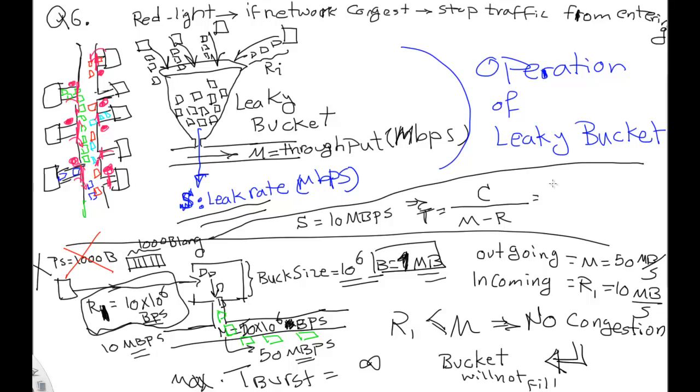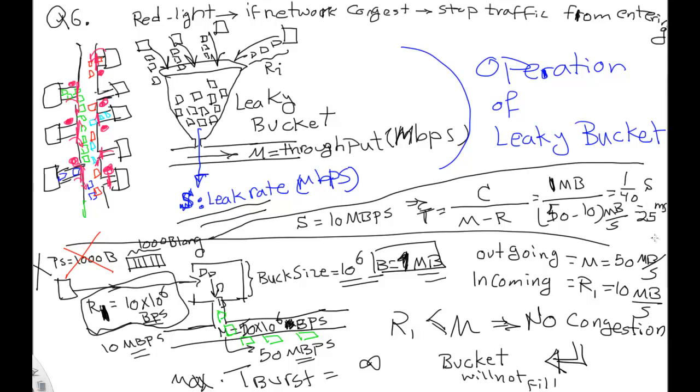So the size of your bucket is 1 megabyte, and then the difference would have been 50 minus 10 megabytes per second, which would give you 1 over 40 seconds, which would be 25 milliseconds. And that would be how much time it takes for the traffic to get regulated.